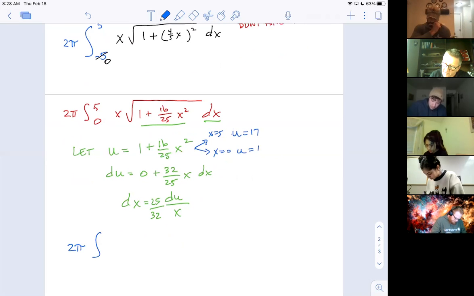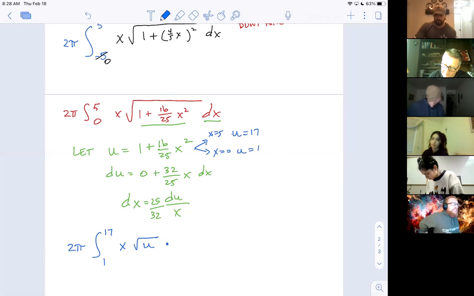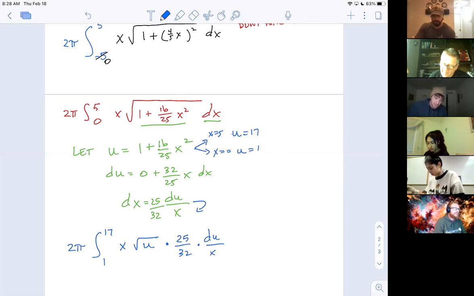Instead of 5 to 0, because I decided to switch into u land completely, now I have that x out front, and I just have the square root of u. That's very wonderful. But then dx gets replaced by this crazy statement, which is 25/32 times du over x.